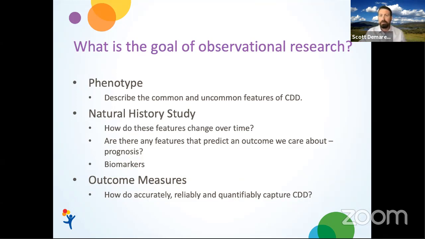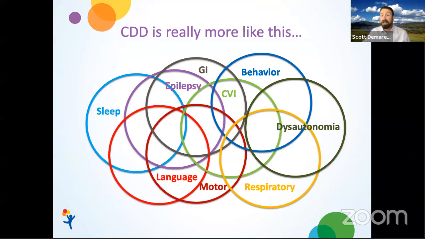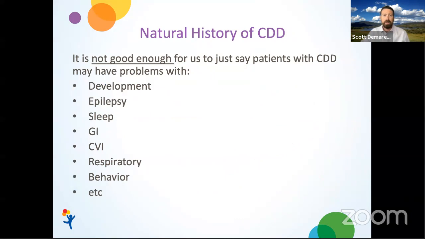So when we think about phenotypes for CDD, we could think about visual impairment, development, or epilepsy. And those are key features of CDD for sure. But CDD is actually a lot more like this. It's a huge number of different symptoms that patients and families have to deal with. And it's challenging then as a researcher to figure out how do you make sense of all that and organize it in a way that you can understand. And that's what we're trying to do with a good natural history study.